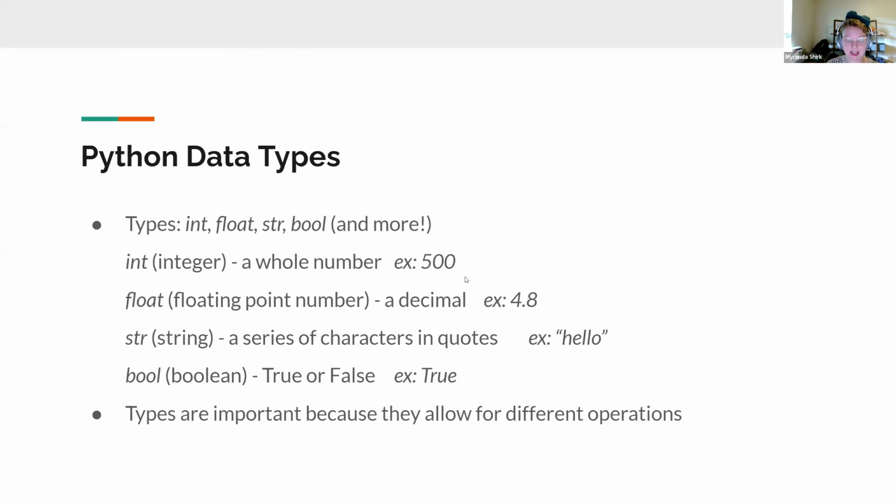All right. And why am I going on about these data types? It's important because they allow for different operations. You can't divide hello by 3 or something silly like that. At least in Python, you can't. There's probably some programming languages that allow for silly things like that. But in Python, it's really important to know the data type you're dealing with so that you can then determine the operation that you're going to use.